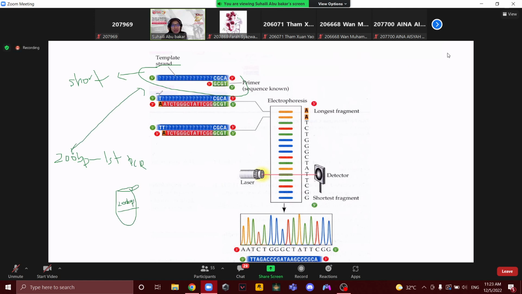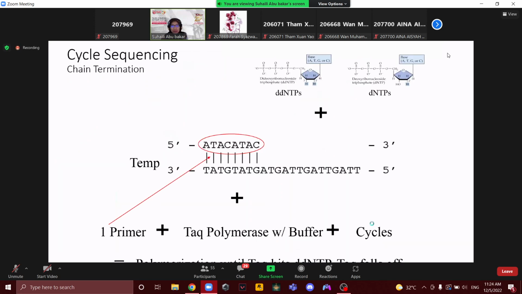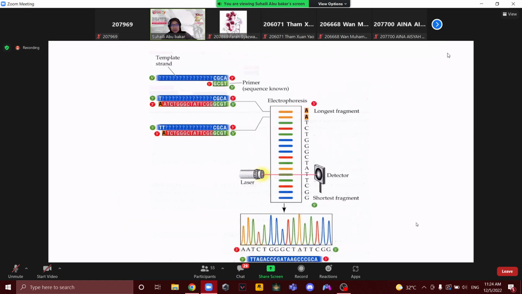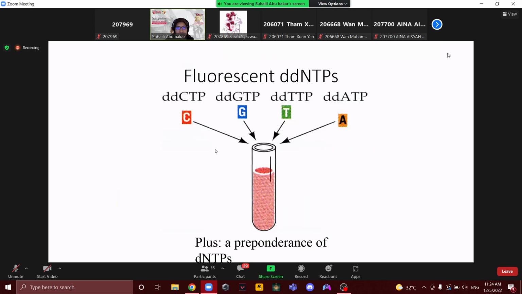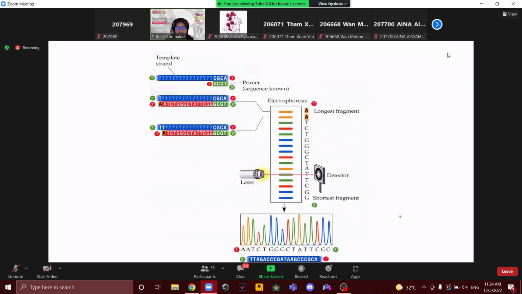So imagine this is 200, the longest one. This is 199, position 199. So they will read like this. Clear? So this is the first method, used by dye terminator sequencing. The idea is you give a different color to each different nucleotide, so you can read that.